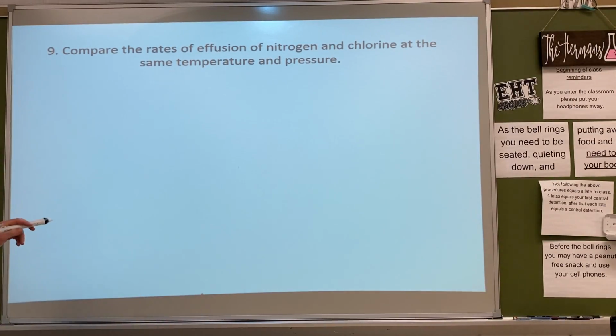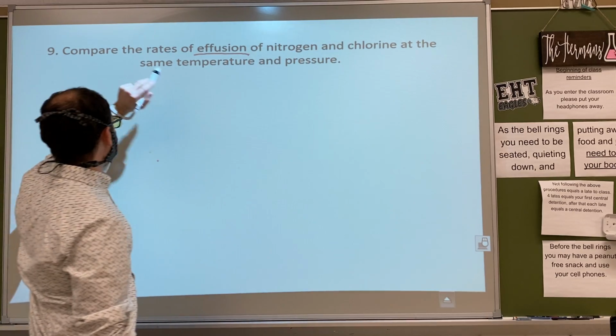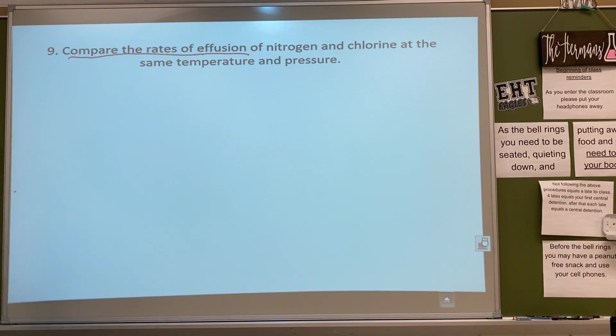All right, so it says compare the rates of effusion of nitrogen and chlorine at the same temperature and pressure. Since it's saying compare the rates of effusion, we're going to use the equation, what, Schultz? What's the equation for this? The square root of molar mass divided by the square root of molar mass of the other. Perfect, great.